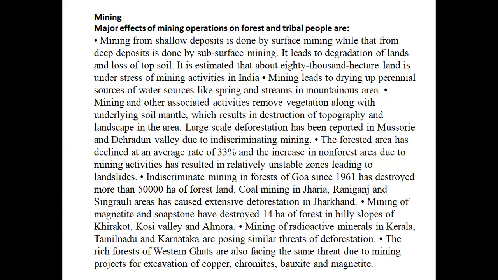Now comes the mining. Nowadays, many industries are dependent for raw material on mining also. So, major effects of mining operation on forest and tribal people: mining from shallow deposits is done by surface mining, while that from deep deposits is done by subsurface mining. It leads to degradation of lands and loss of topsoil.